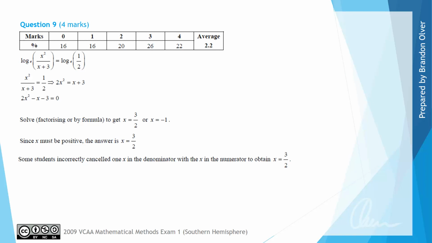And the major comment here is that some students incorrectly cancelled one of the x terms in the denominator with the x term in the numerator. So that means that they cancelled across here. And because x is not a common factor on the bottom line, this is not allowed to be done. So we had to go through and solve that as a quadratic equal to 0, like was done on the previous slide.